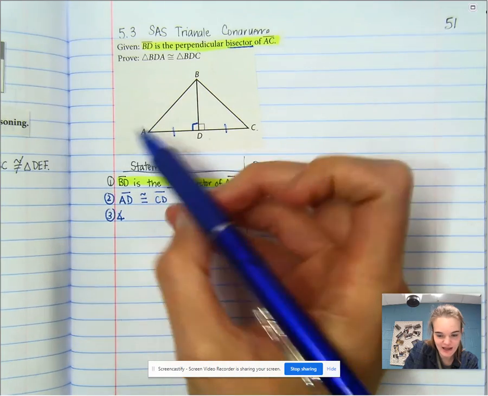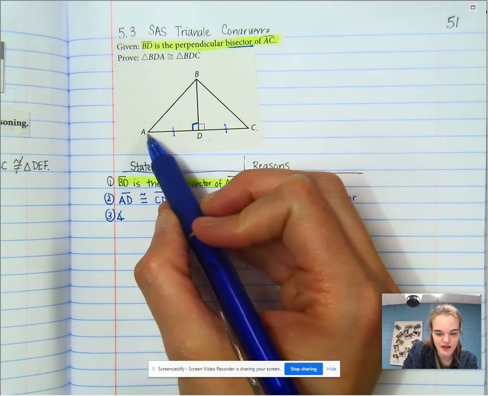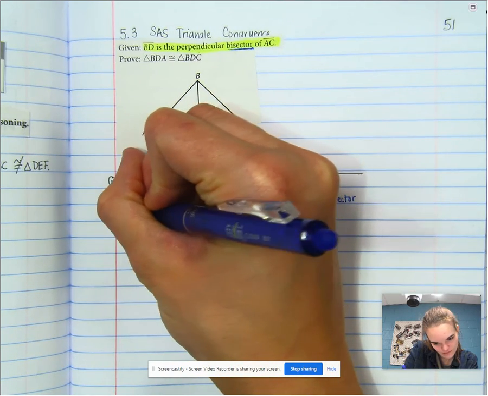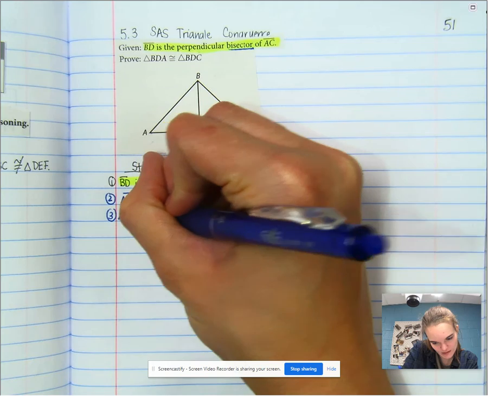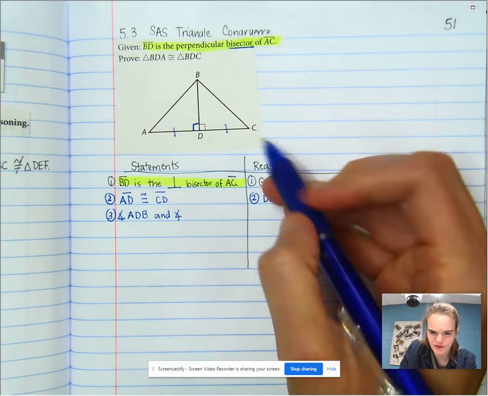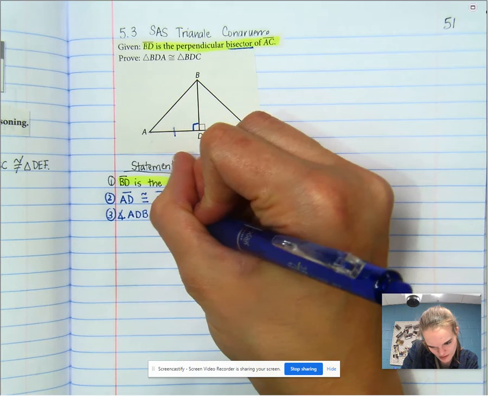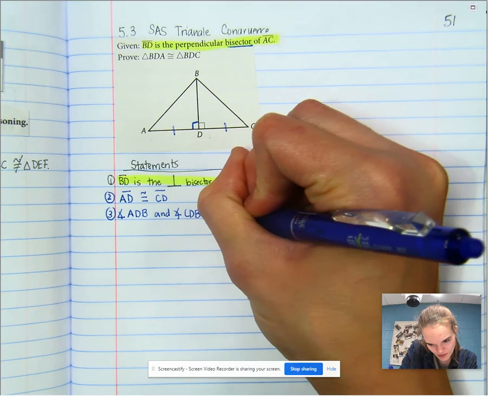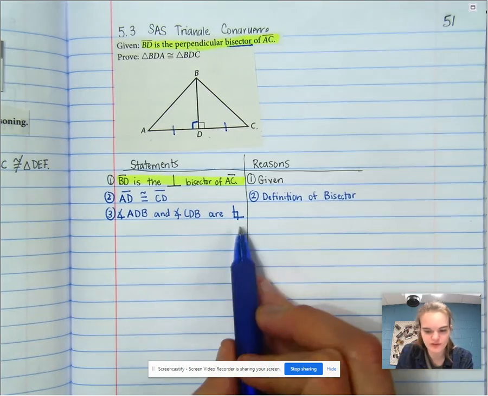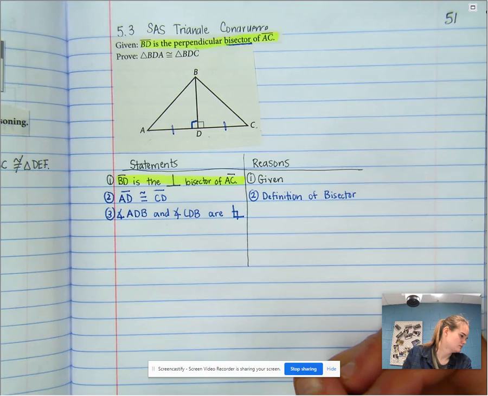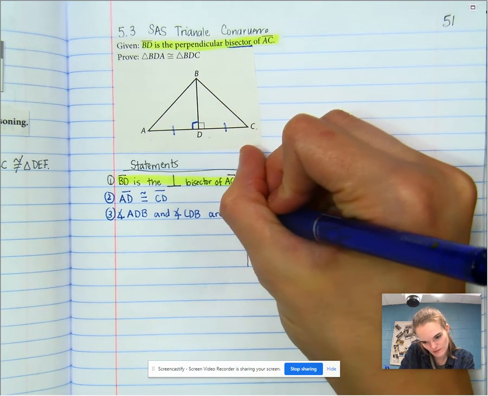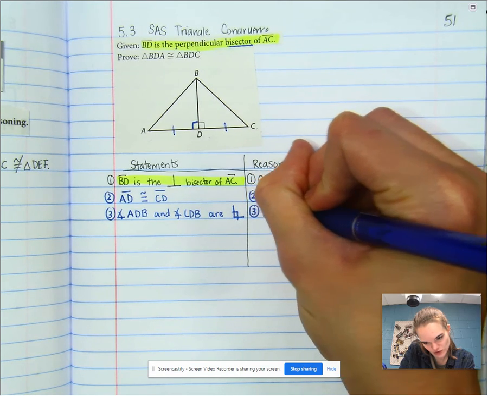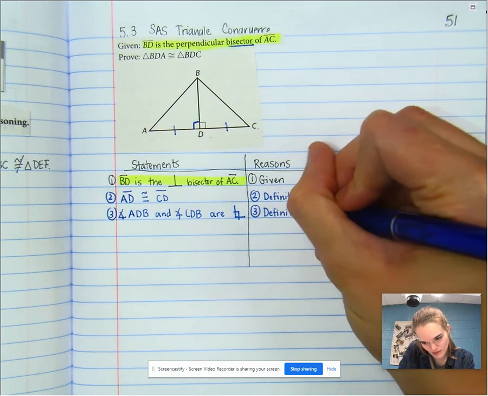Angle, and I can't say D because there's more than one angle there. Angle ADB and angle CDB are right angles right here. That is the symbol for right angles. And that is, again, definition, but it's definition of perpendicular bisector now, because of the perpendicular part.